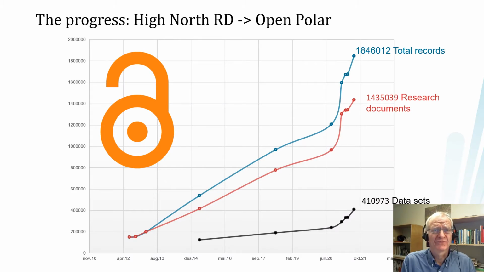OpenPolar builds on what was developed in the service called High North Research Documents. The progress up to the summer of 2020 shows the development of the High North Research Documents. Then the Open Polar project started, adding some important sources and also developing further the keyword algorithm that we use to identify more records relevant to the polar. As you can see, the work paid off in terms of searchable records in the service. This is now fast approaching 2 million records.